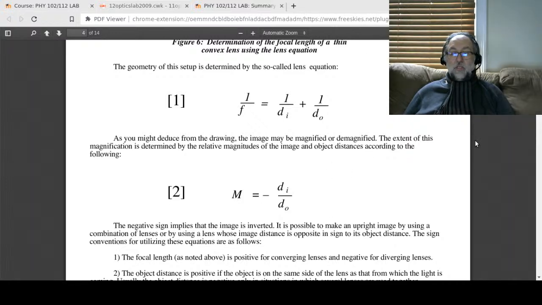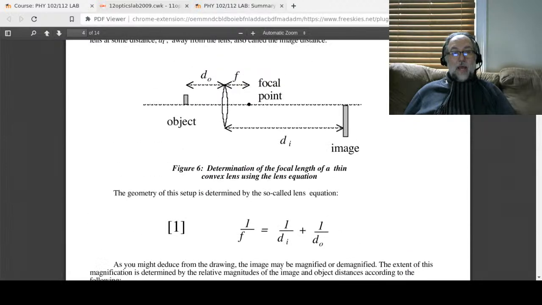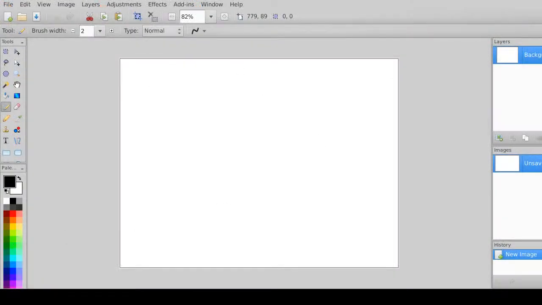Let me see if there's any questions in the chat. Okay, it doesn't seem like there's any. Let me switch screens and I'm going to show you how to do a ray diagram. The ray diagram is going to explain basically what the relationship is between DO, F, and DI in terms of the rays that are being emitted from the object. Okay, so I'm switching here to another screen.